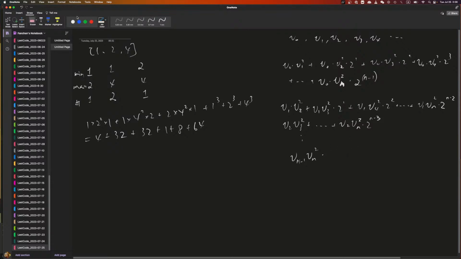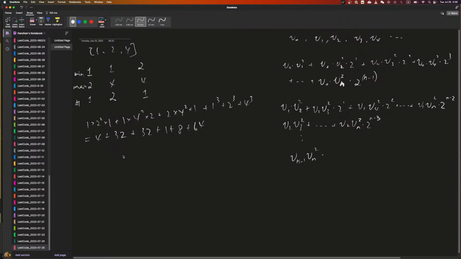Okay, so how do we simplify this computation? Honestly, I have no clue. I don't know, honestly. Do you see anything interesting that can be used?